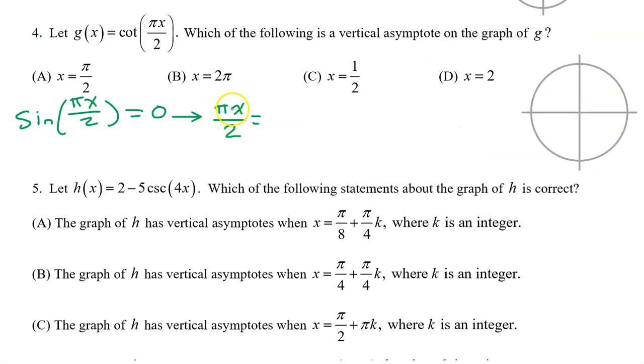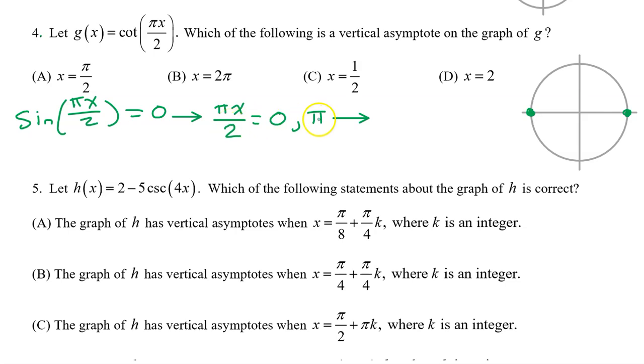First, we solve for pi x over 2 by asking ourselves the sine of what is equal to 0. Sine is the y value on the unit circle, and y values are equal to 0 here and here. So pi x over 2 is equal to 0 or pi, among other solutions. We need to get x by itself.